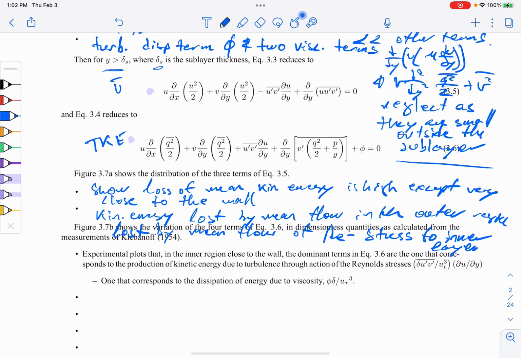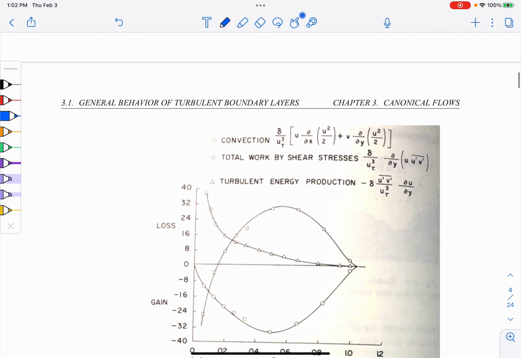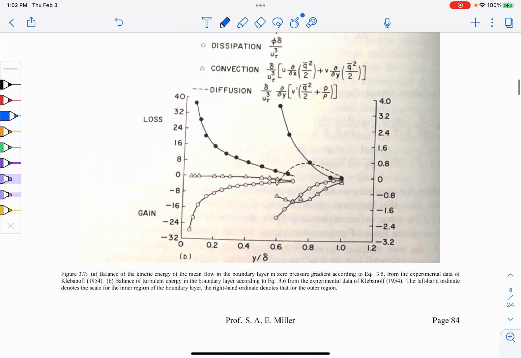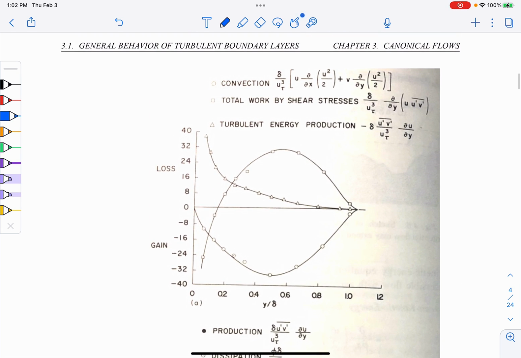It would be very hard to discover these things without computers doing DNS, so these were observed experimentally. So let's go look at figure 3.7a down here in our notes. Here it is. And you'll see in 3.7a, the caption is the balance of kinetic energy in the mean flow in the boundary layer, zero pressure gradient boundary layer, according to the mean kinetic energy equation from the experimental data of Klebanov.